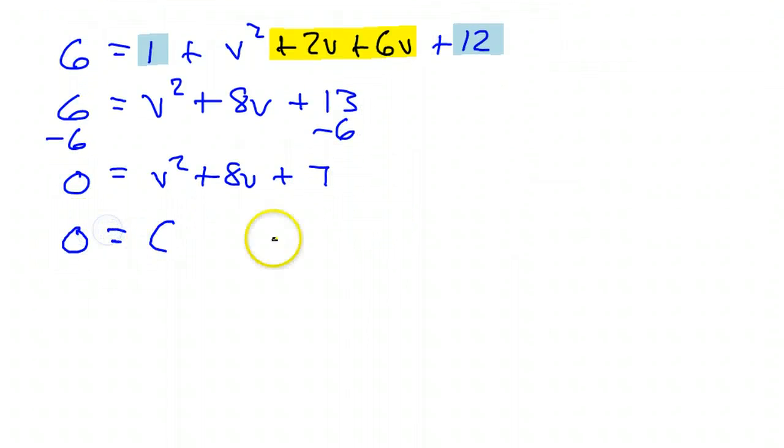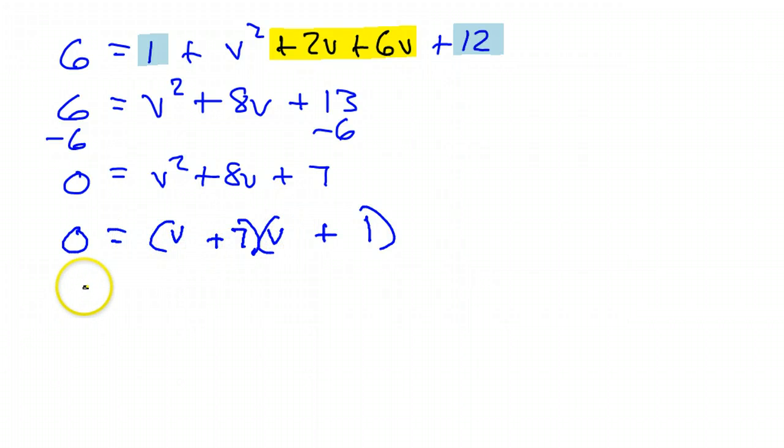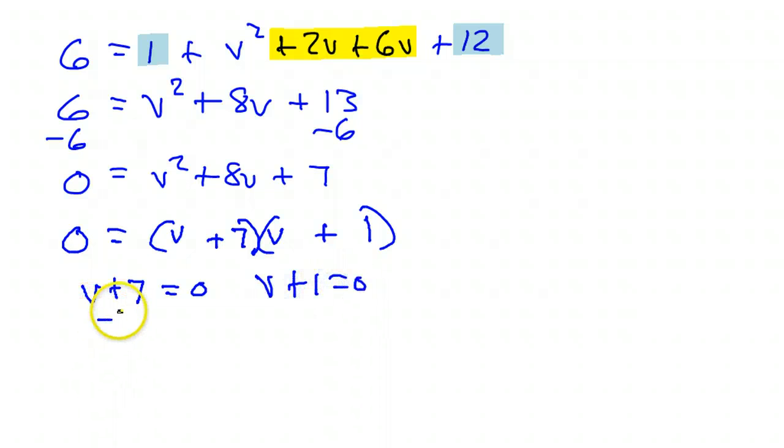Let's see if this will factor. V squared is v times v. 7 can only be 7 times 1, and so that'll be plus 7 and plus 1. This is an equation we are solving, so we will go ahead and set these equal to 0. So v plus 7 equals 0, v plus 1 equals 0. Subtracting 7, we have v equals negative 7. Subtracting 1, we have v equals negative 1.